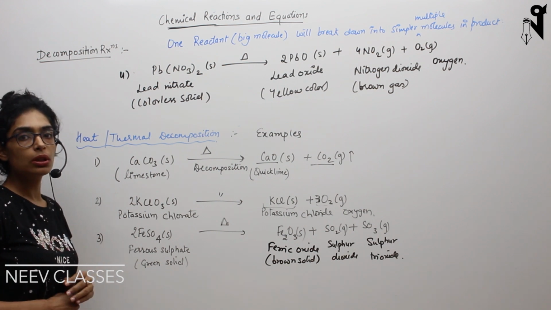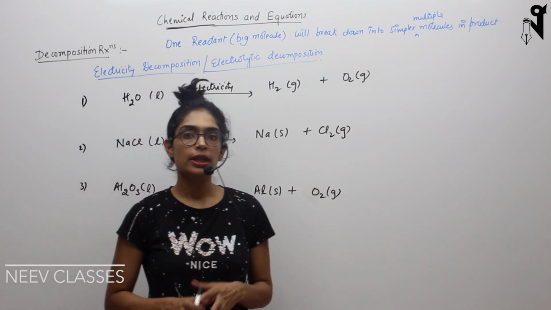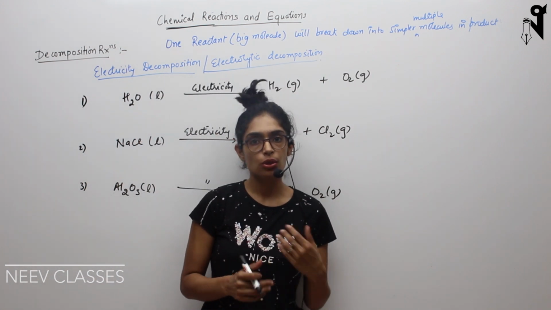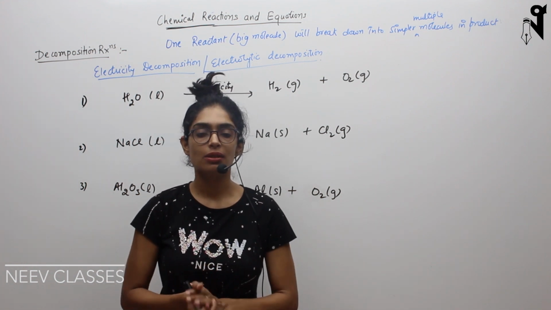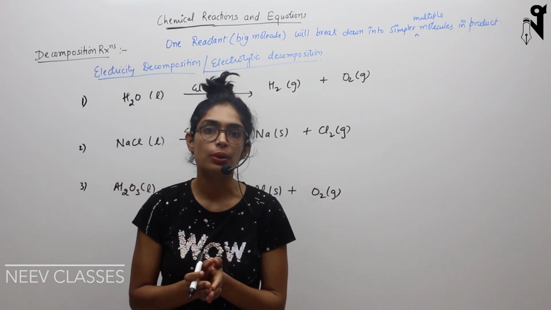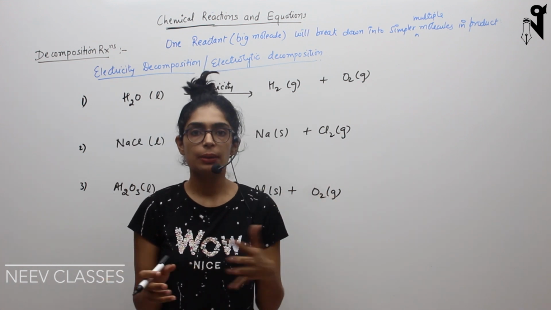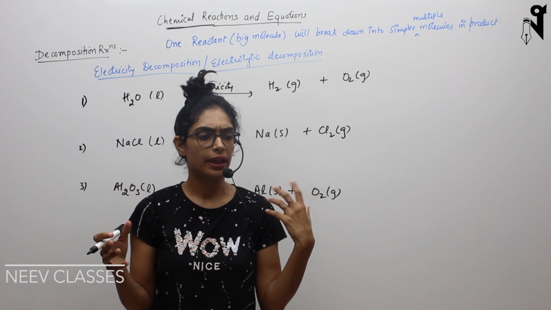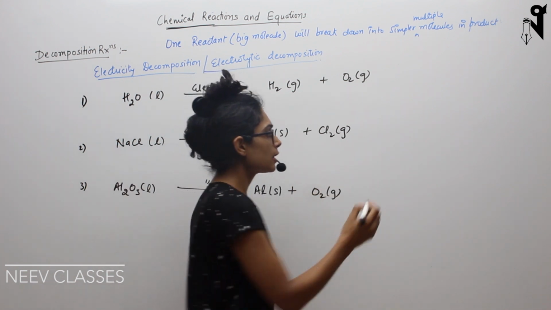Now we'll talk about electric decomposition. Electric decomposition is also called electrolytic decomposition because most of the time the reaction takes place in an electrolysis chamber. I hope you know what an electrolysis chamber is, which has one cathode, one anode, and we keep a solution inside. Basically it looks like this.